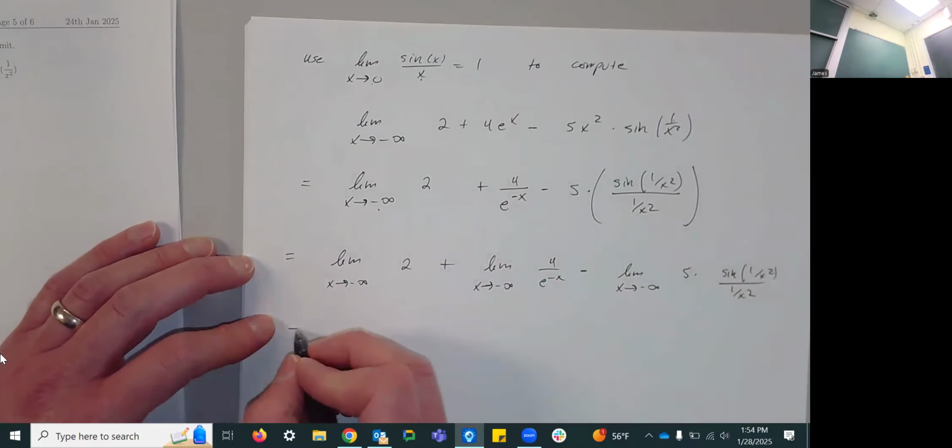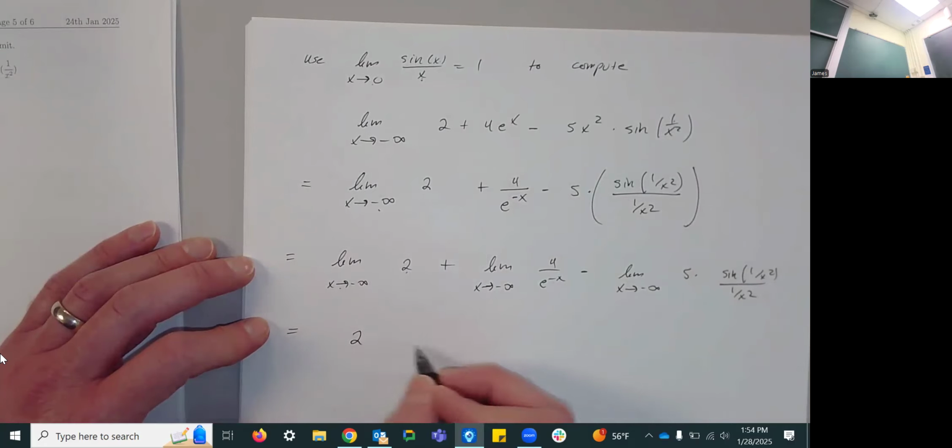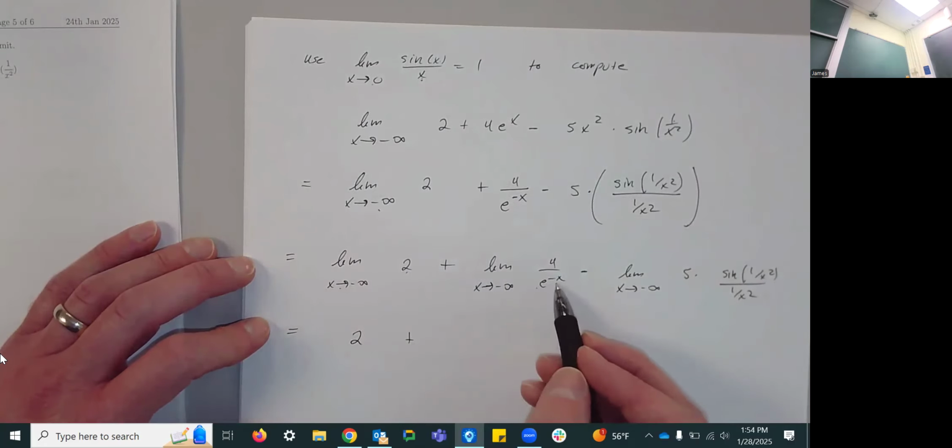And then the limit of a constant is just the constant. E to the negative x, well, e to the negative infinity is e to the infinity, which is a really, really big number, and 4 divided by a really, really big number is a really, really small number.